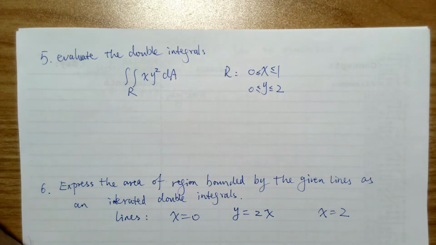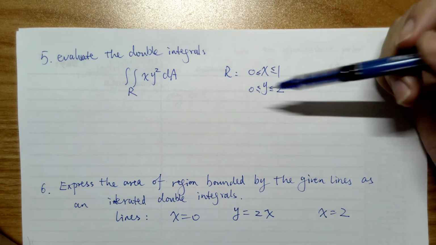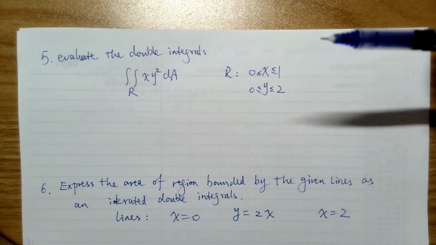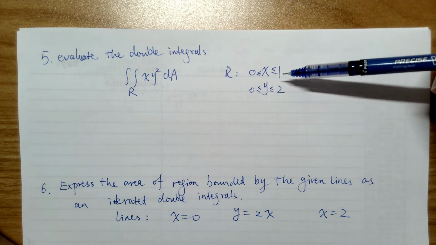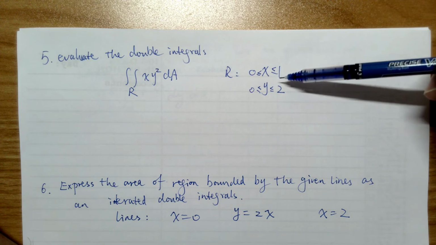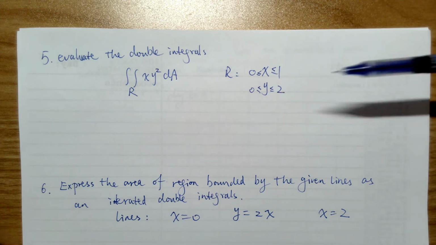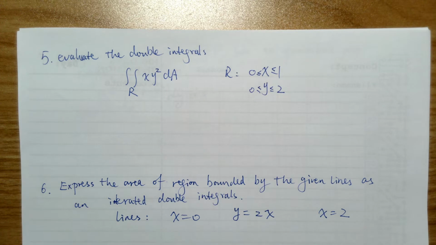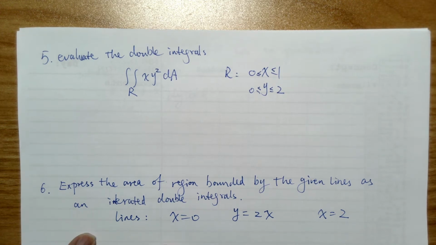Okay, so now let's look at those double integral problems. You evaluate this double integral xy squared dA, and the region here is x is from 0 to 1, y is from 0 to 2. As you can see, this region is a rectangular region. So based on the Fubini theorem, actually we can start from any part, right?